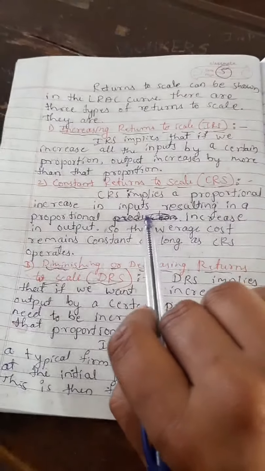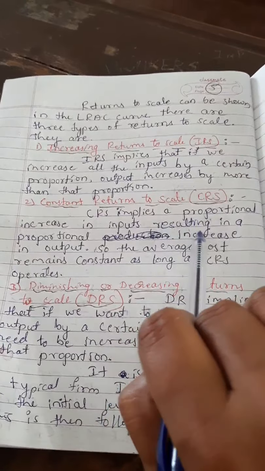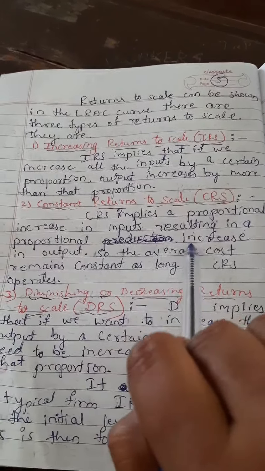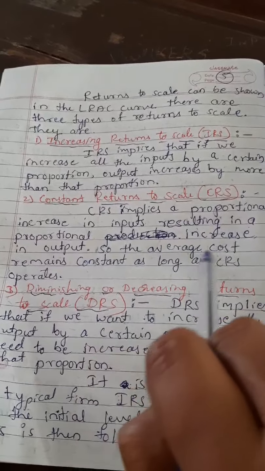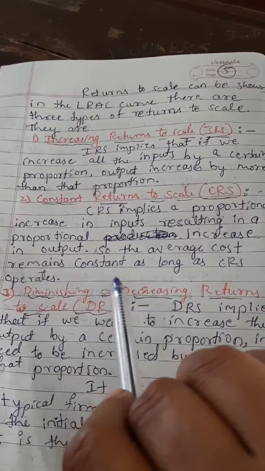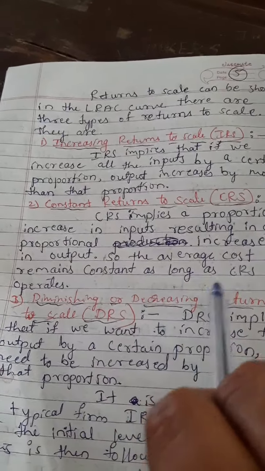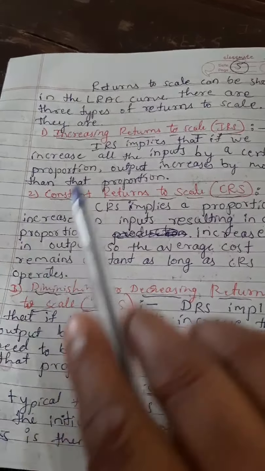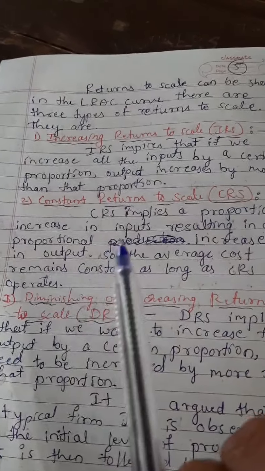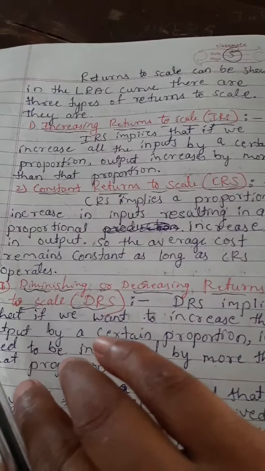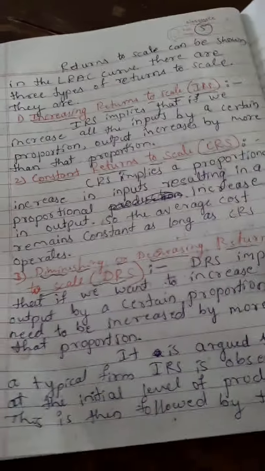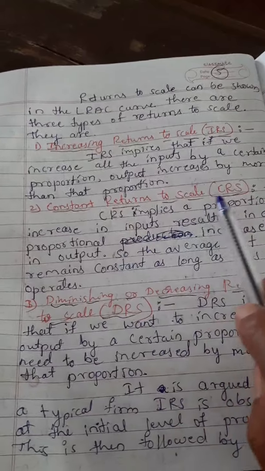Here constant returns to scale implies a proportional increase in inputs resulting in proportional increases in output. So the average cost remains constant as long as the CRS operates. It is known as the CRS. It means both are equal. If we take 1 meter and produce 1 shirt, that is inputs equal to the outputs. Both are equal, and we call that constant returns to scale.